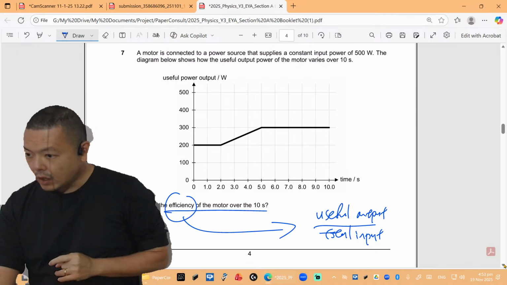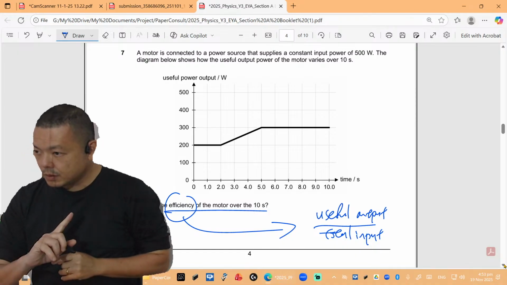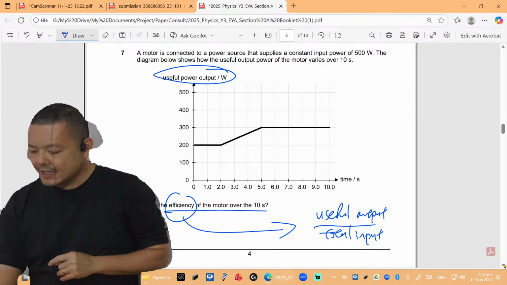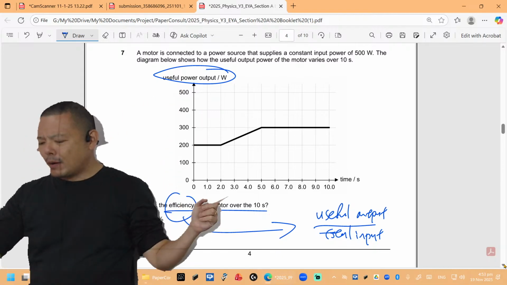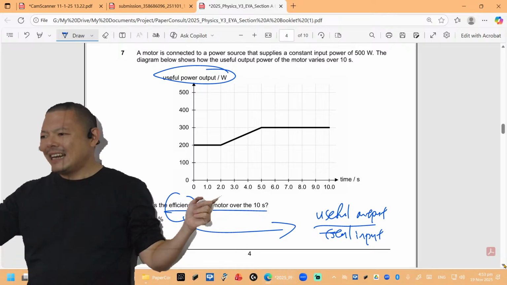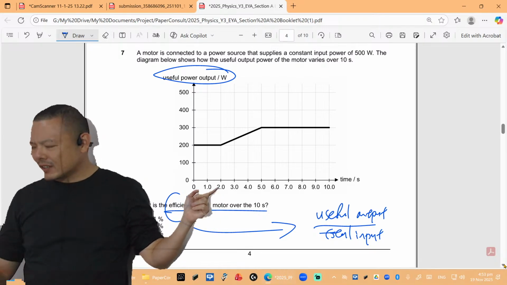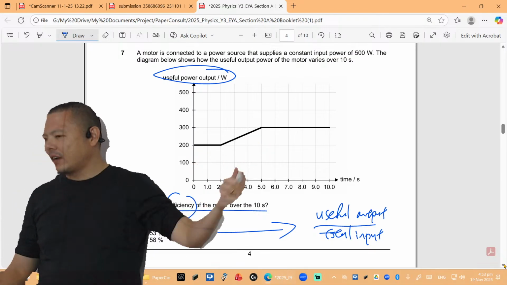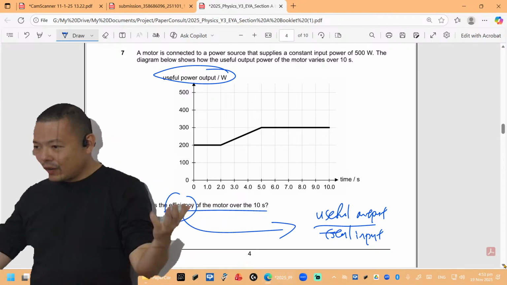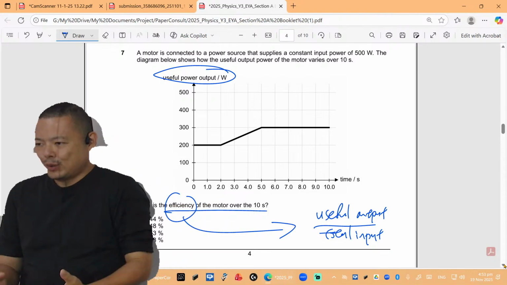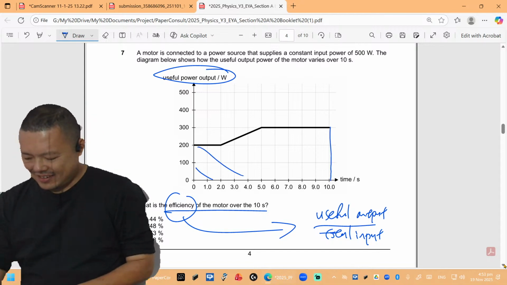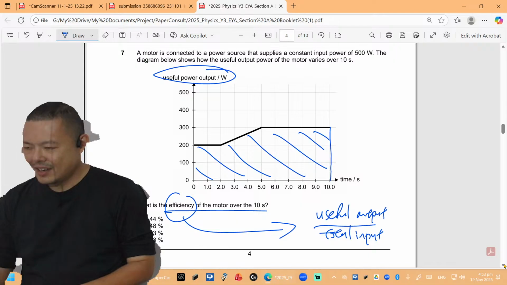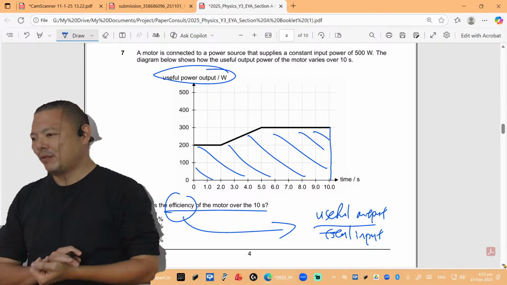Look at this. Oh, do you want me to print out this one for you? Okay. So what we have here is the y-axis is useful power output, but the problem is the power output is not constant. And it changes with random amounts of time. It's like 200 watts here and then suddenly 300 watts there. Right? It's like all over the place, right? Okay, so the way to do this is to find the area under the graph. What's the area under the graph represent?